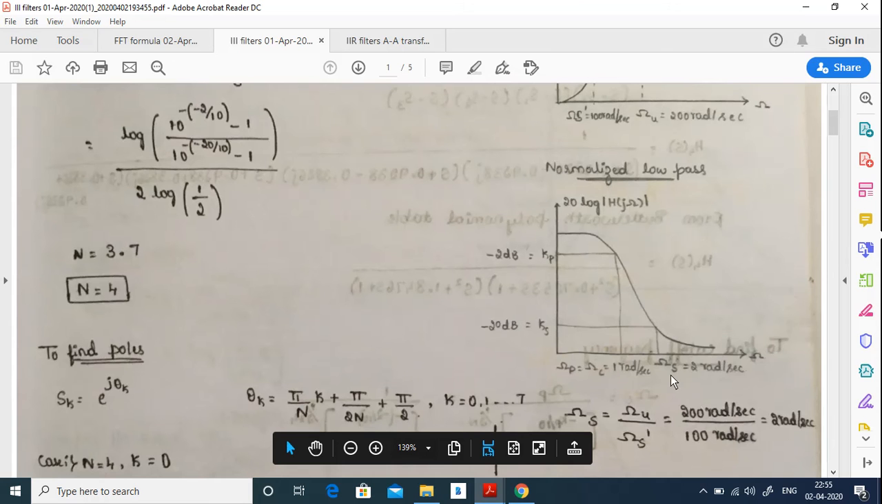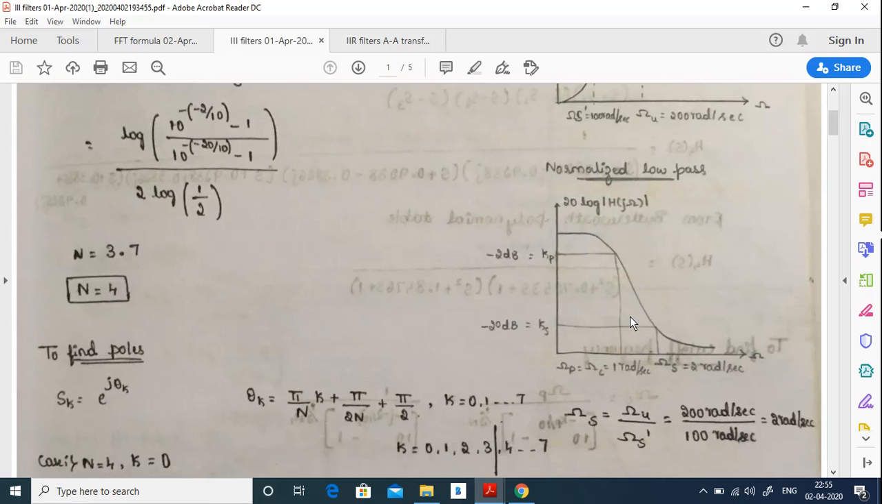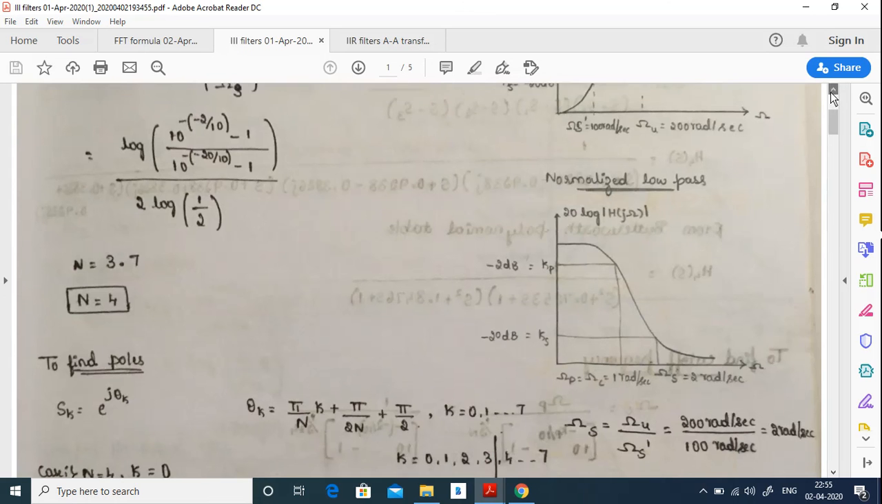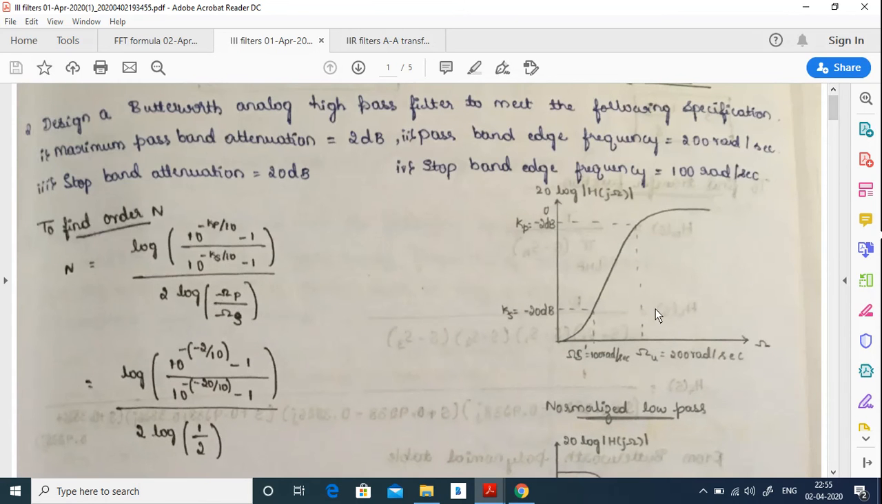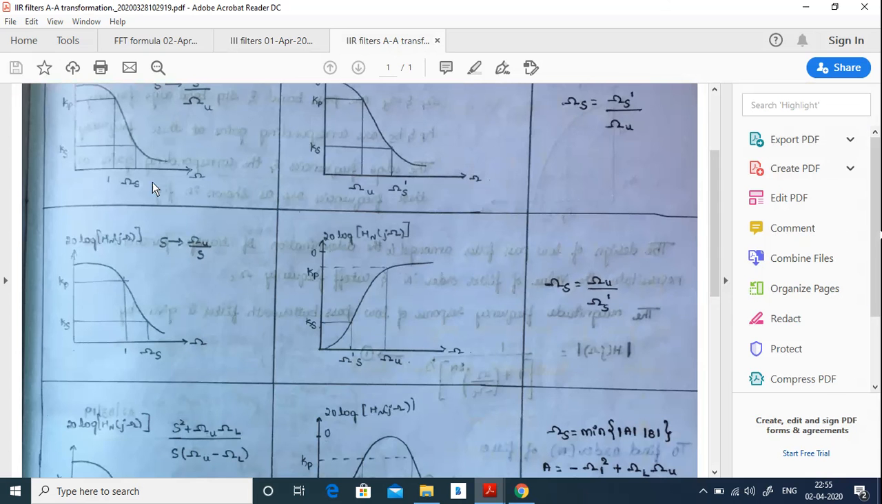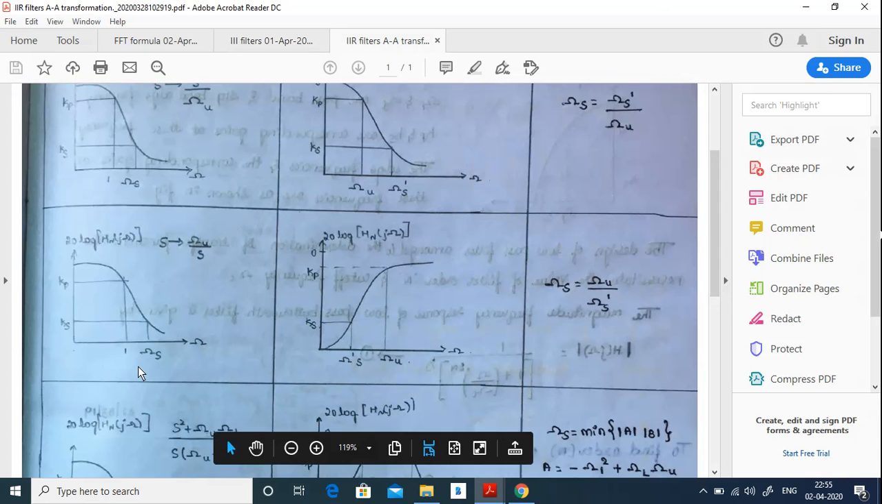Now, do I know the formulas to design this? Yes, I know. Which filter is this? This is a low pass filter. Remember this. Right now, I'm designing a normalized low pass filter only. But what is the thing I need to design? I need to design a high pass filter. How can I achieve this? By using something like this, right? By using a suitable transformation, I can convert the normalized low pass filter into the desired filter. Are you following what I'm saying?